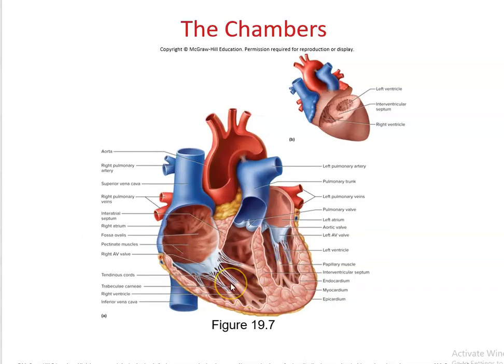The atrium and the ventricle on the same side are connected by a valve. The right AV valve is a tricuspid valve. The left AV valve is a bicuspid valve. As you can see, there are two extensions coming out from the valve. Between the two ventricles, there is a wall made of cardiac tissue called the interventricular septum. The septum separates the two ventricles.